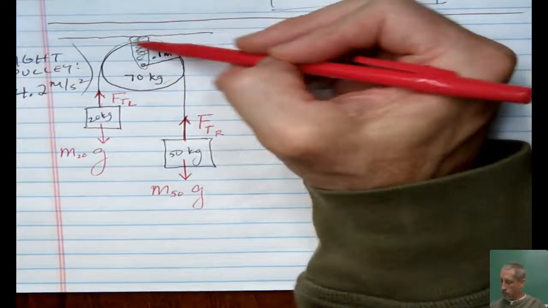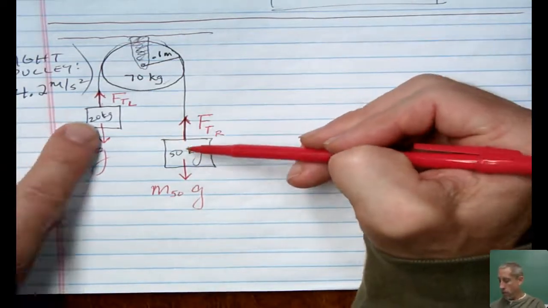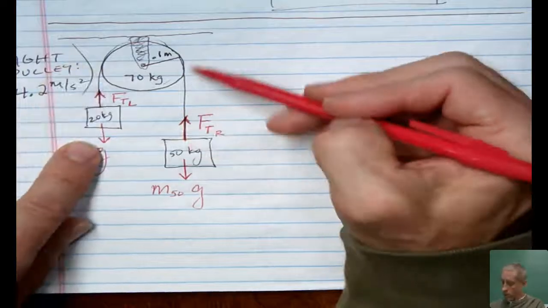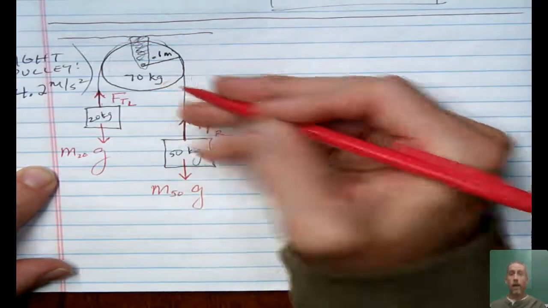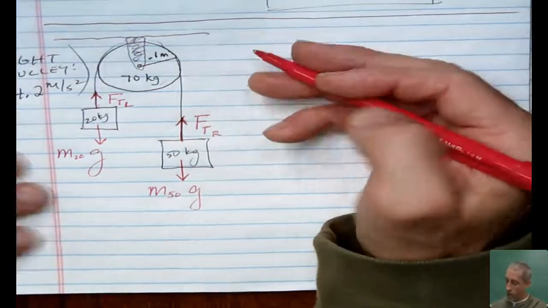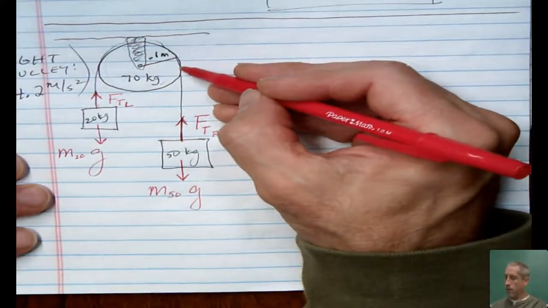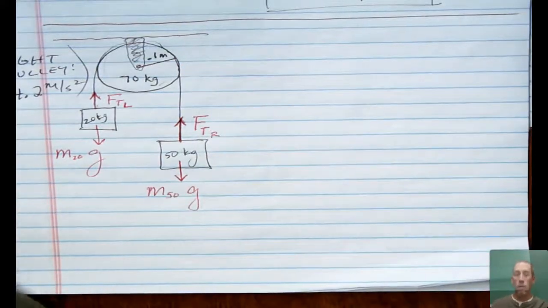Now notice we also have an accelerating wheel. If these masses are moving and the string doesn't slip, that means that this also has to accelerate in an angular fashion. So it's going to be speeding up in a clockwise direction. Why would a disk speed up? Well, Newton's second law tells us that we get angular acceleration, or speeding up, if we have an unbalanced torque.